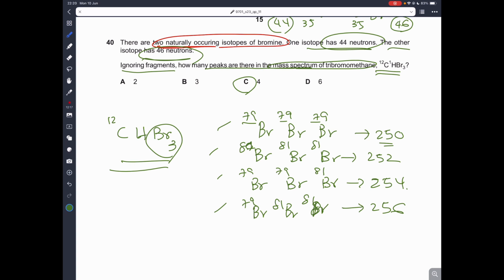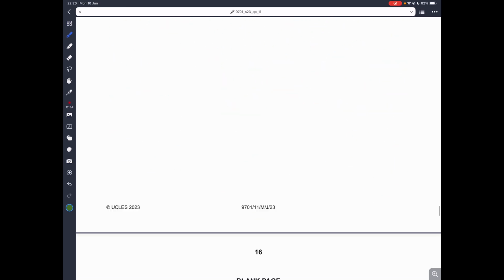Because they will be different. Ignoring the fragments, this is going to be a molecular ion. Ignoring the fragment, we're going to get this. There are four different possible combinations. Therefore, we have reached the conclusion.